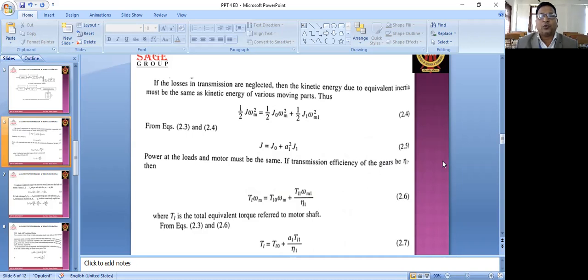Power at the load and the motor must be the same. If the transmission efficiency of the gear is eta 1, then the total torque TL omega m is equal to TL0 omega m plus TL1 omega m1 by eta 1, where TL is the total equivalent torque referred to the motor shaft. So here the total torque TL is equal to TL0 plus A1 TL1 by eta 1.